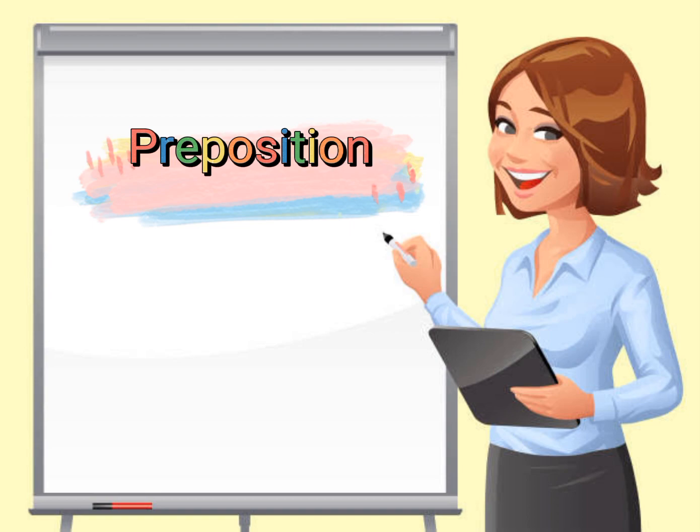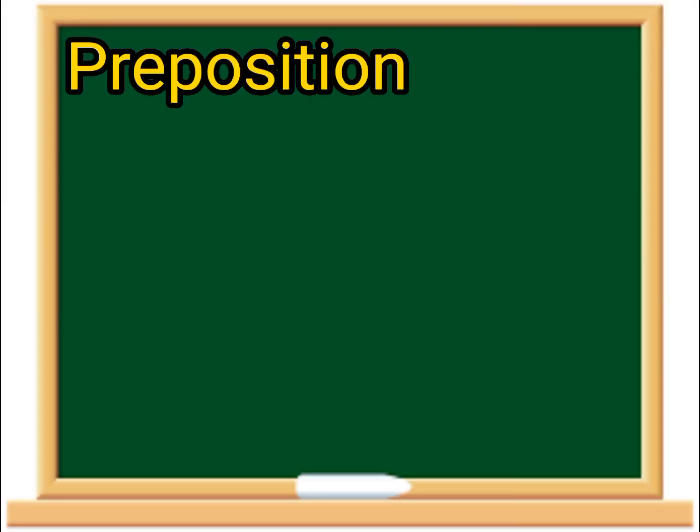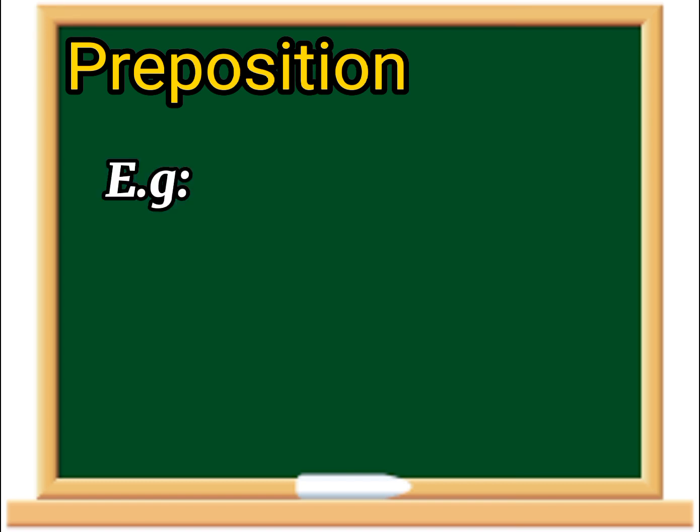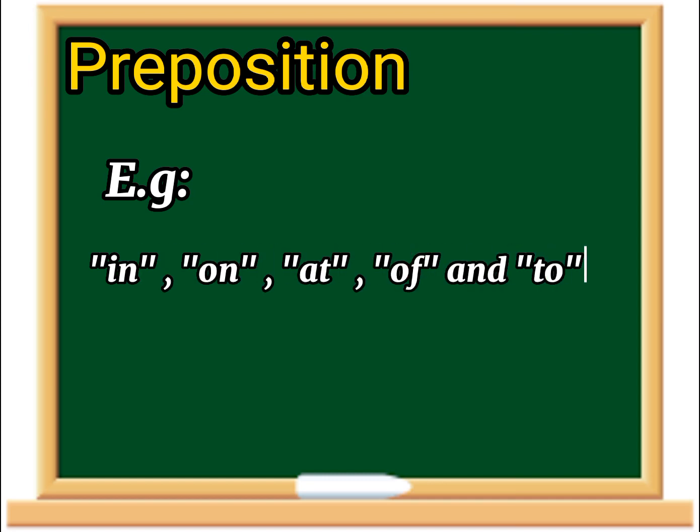Let's begin the topic. First we see what is preposition. Preposition is a word or group of words which is used before a noun, pronoun or a noun phrase to show time, place, location or direction. Some examples of preposition are in, on, at, of, and to.